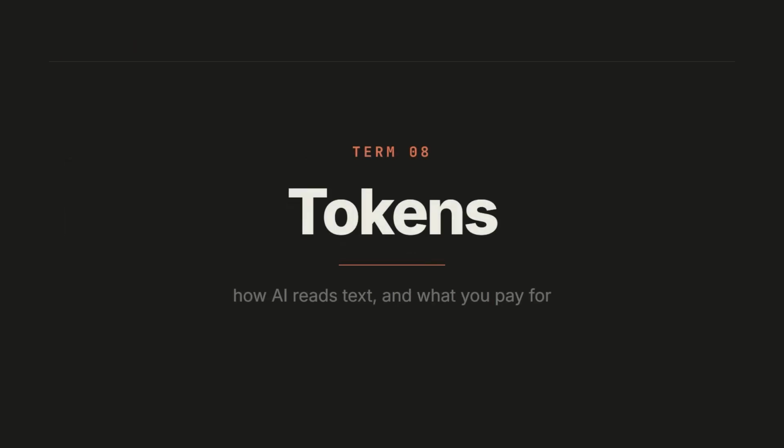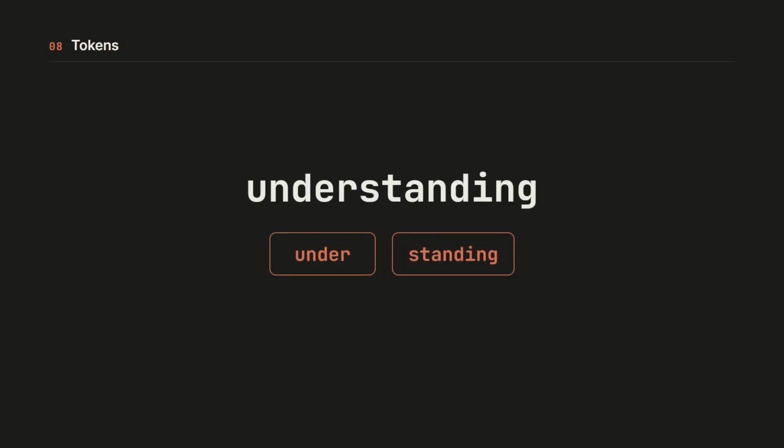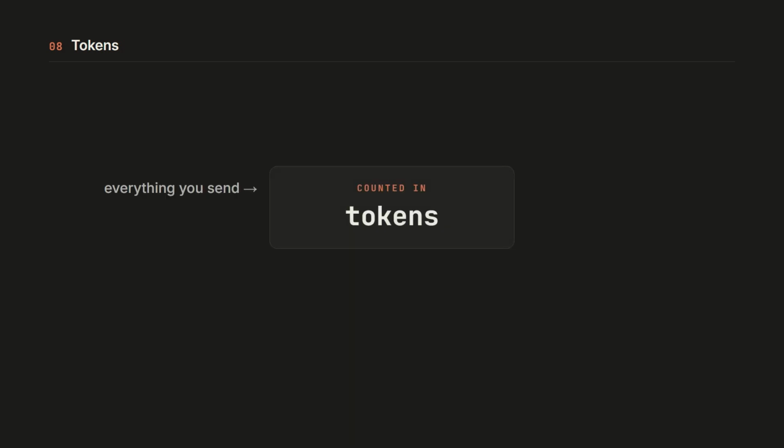Tokens. This is how AI reads text. A token is roughly 3 or 4 characters, so about 3/4 of a word. So the word understanding might be 2 tokens. Everything you send and everything Claude sends back gets counted in tokens, and tokens are what you pay for when you use AI.